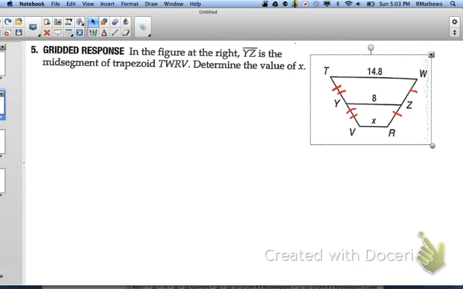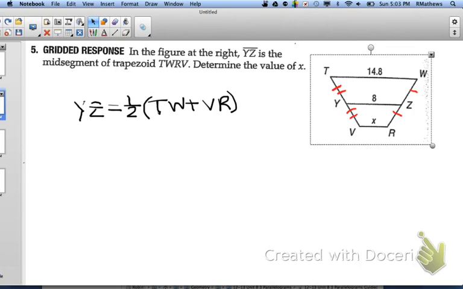Okay, so when we're talking about the midsegment of a trapezoid, we know that YZ, the midsegment, equals half of the sum of the two bases. So it's going to be half of TW plus VR. Okay? So this is based on YZ being the midsegment, and this goes to the trapezoid midsegment theorem.